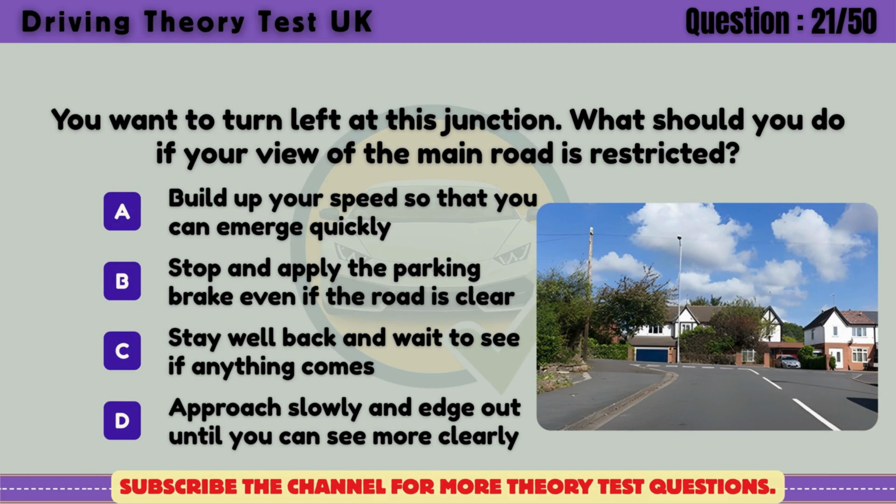Question 21. You want to turn left at this junction. What should you do if your view of the main road is restricted? Option A. Build up your speed so that you can emerge quickly. B. Stop and apply the parking brake even if the road is clear. C. Stay well back and wait to see if anything comes. D. Approach slowly and edge out until you can see more clearly.